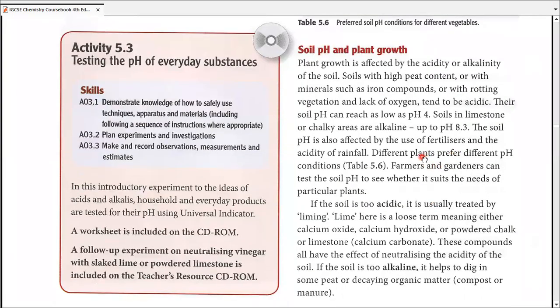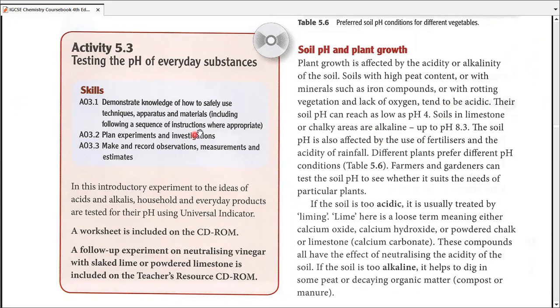Coming to this topic, soil pH in plant growth is very important. If soil pH is good, the plant growth would be good, and vice versa. Soil pH good means the soil pH doesn't have to be high or low. It has to stay in the range whatever the plant requires.